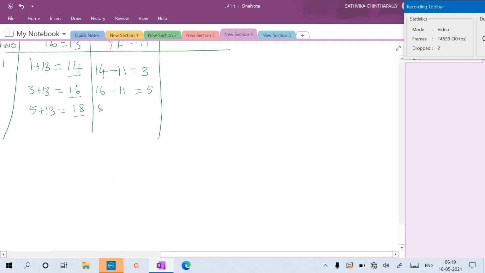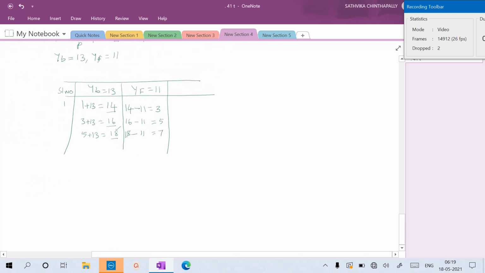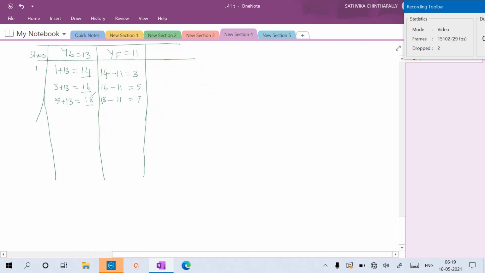Okay. Now 18. What is this value? 18 minus 11. Then what is the value? So we are going to 7. Similarly, make this one table. So total this one. Okay, so make the table. So what is the value?